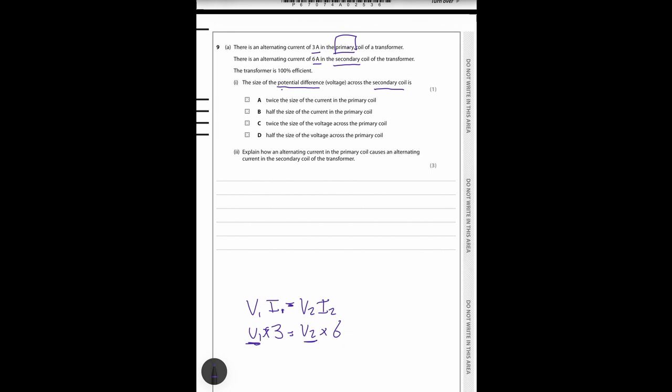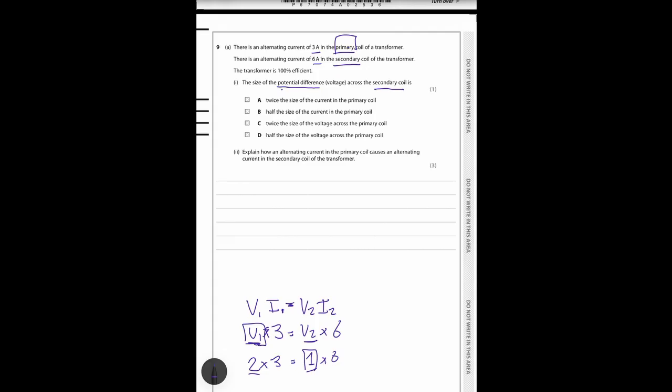So let me just make up some numbers. So I'm going to say, let's say that V1 is 2. So 2 times 3 is going to be equal to something times 6. That's going to be equal to 1 times 6, obviously. So then what can I say about the numbers 1 and 2? Oh, this one's going to be half as much. So I know that V2 should be half as much as my V1.